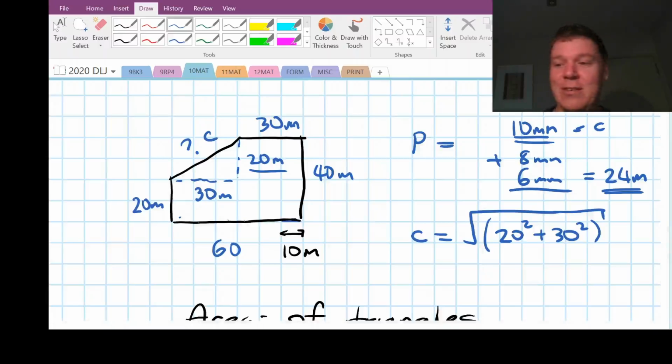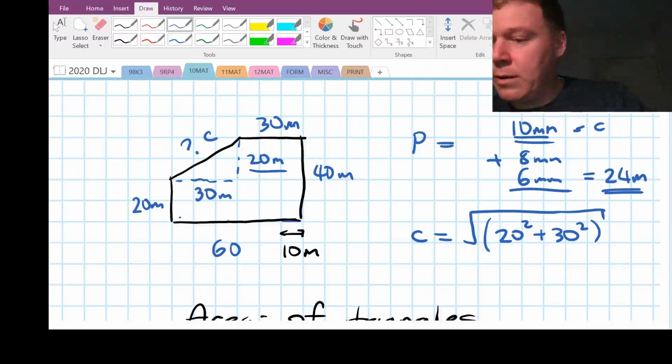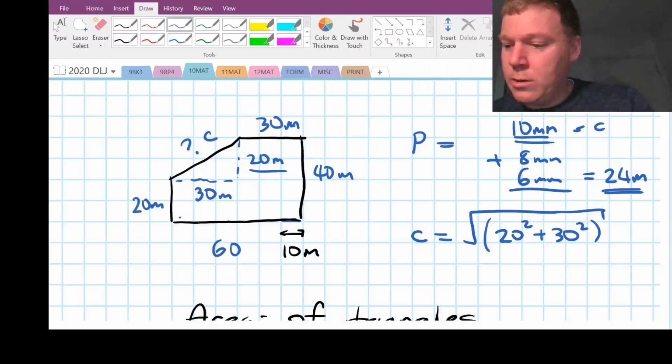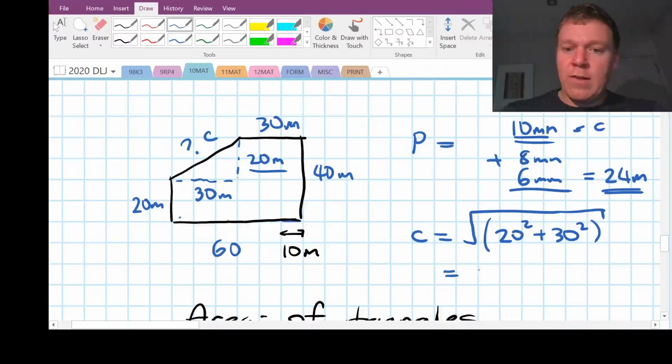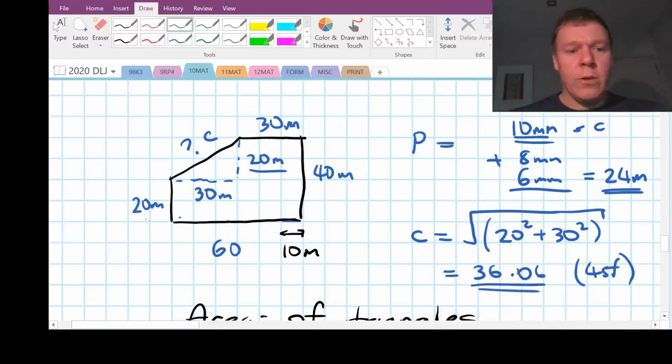We've got some new things. 20 plus 30 equals 50. Not quite. So let's put that into our calculator. 20 squared plus 30 squared gives us 36.06. That's 4 significant figures. So we're going to add that on to all of those other measurements.